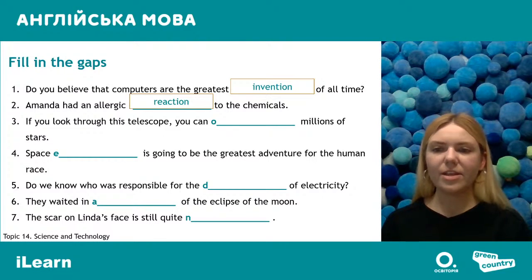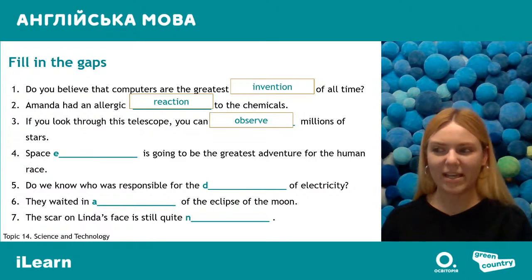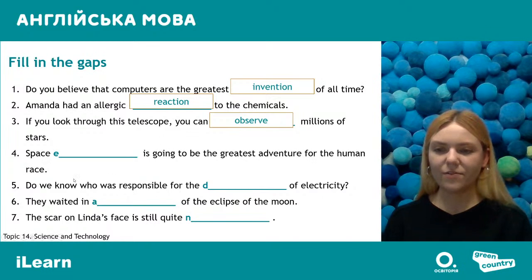Then the next one, if you look through this telescope, you can o millions of stars. So what can you do with the stars? You can look at them carefully for a long time, attentively, and that means that you can observe them. Good. Observe, спостерігати. Number 4. Space is going to be the greatest adventure for the human race.